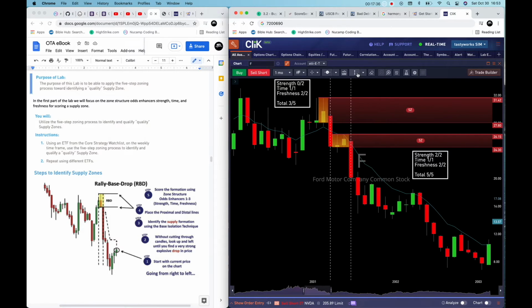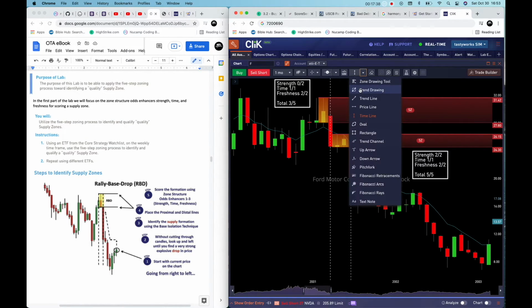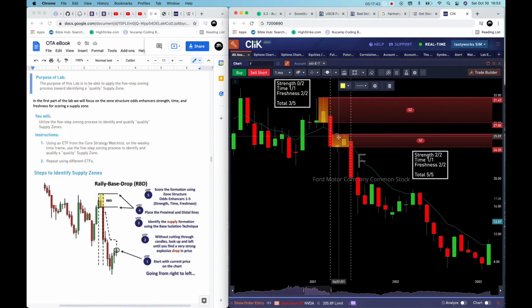All right, from there, we can measure the height of the zone for strength to identify whether or not price moves out equal to or greater than 2 to 1. We can go ahead and stack our boxes. And we can see that price clearly moves out equal to or greater than 2 to 1. So strength gets 1 point for move out.